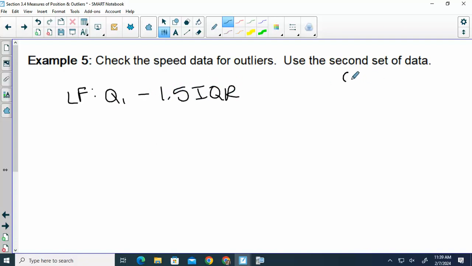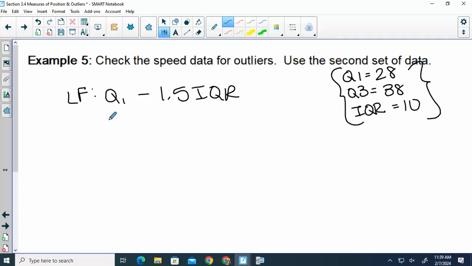And we found when we did this, what was our first quartile from that data? 28. We'll need the third quartile was 38. So the IQR, remember that's the distance between those, was 10. So we did all of those yesterday. So my lower fence would be 28 minus 1.5 times 10, which is what?